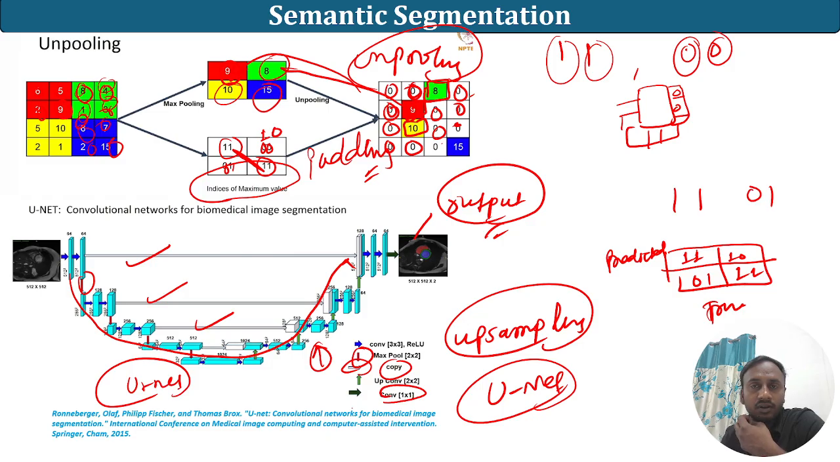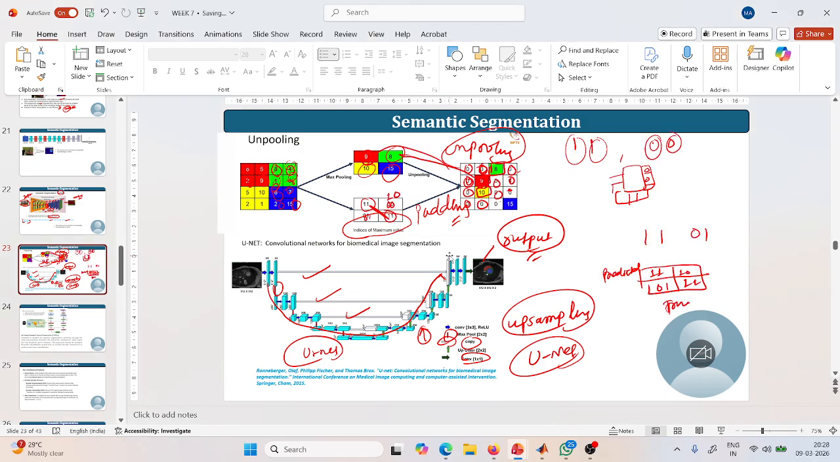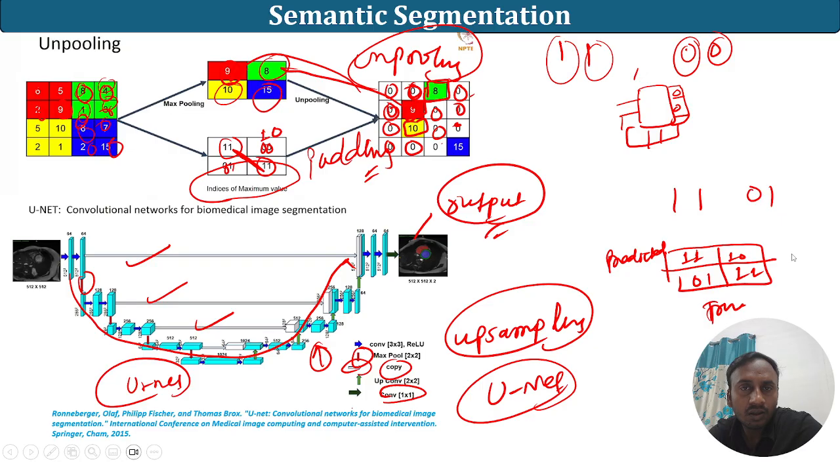Sir, is it the row or column number for 2 cross 2 max pooling? I think 1, 1 is showing the max pooling of 2 cross 2 for this image, whatever you're showing: 6, 5, 8, 9. So the position will be 1, 1, first row and first column. So the position of 9 is positioned there. Similarly for 0, 0 for 2 cross 2 max pooling.